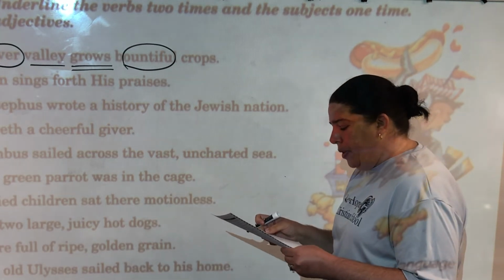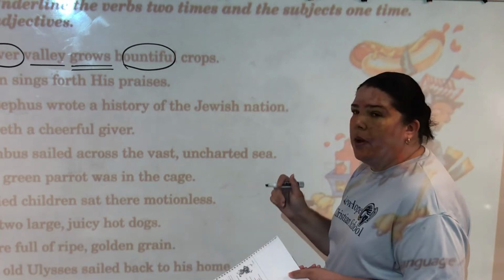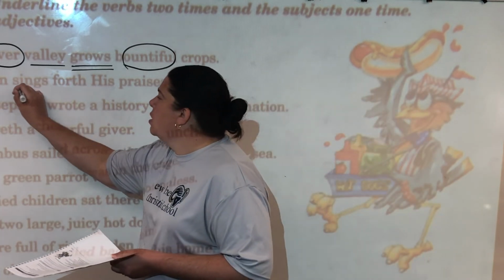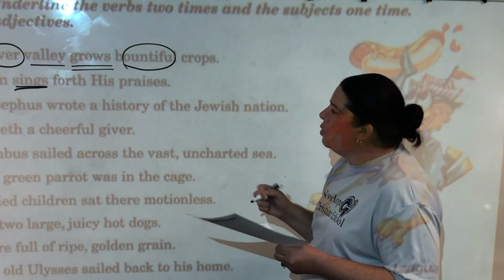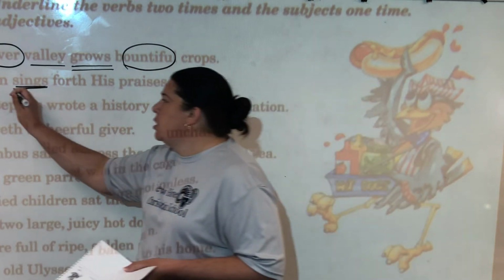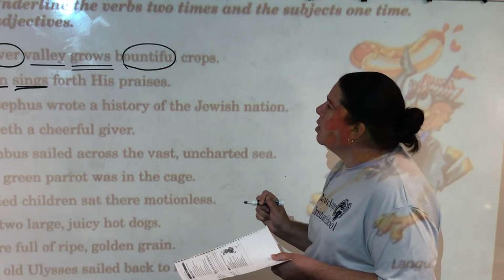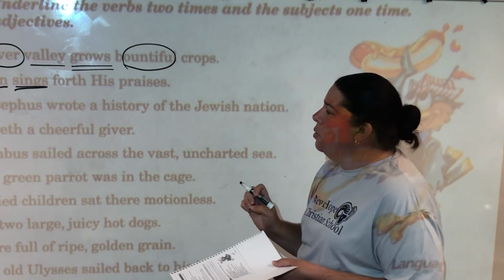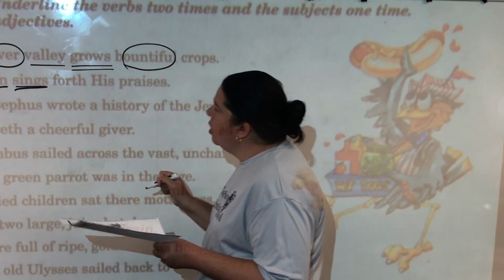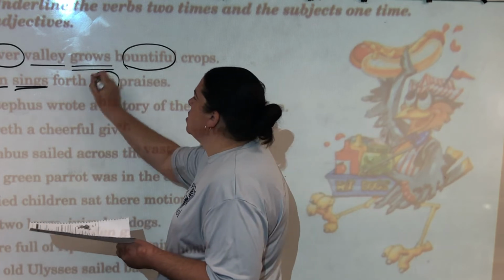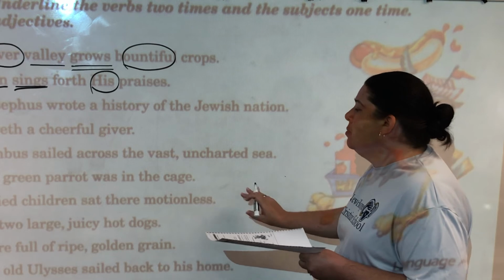Number 2 says, God's creation sings forth his praises. So we first find the verb, sings. We find the subject. What's the subject? Who or what sings? Creation sings. Now we find the adjectives. So, whose creation? God's creation. Whose praises? His praises. Those are both adjectives. Let's jump down here.